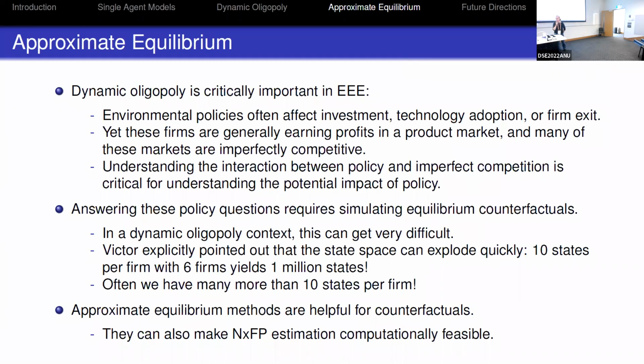As Victor explained the other day, the issue here is that the state space can explode really quickly, right? So we might be keeping track of 10 states per firm with 6 firms, and that would be an incredibly small state space, right? And you get to 1 million states. 10 things per firm is very small, and you quickly get to 1 million. So approximate equilibrium methods here can be really helpful, and they're particularly helpful for counterfactuals. Estimation, you can sometimes get away with not using them. I'll show you where.